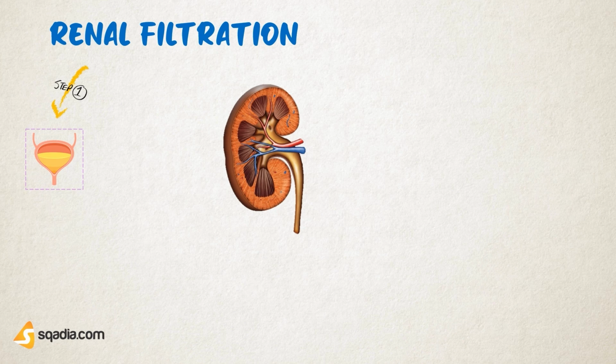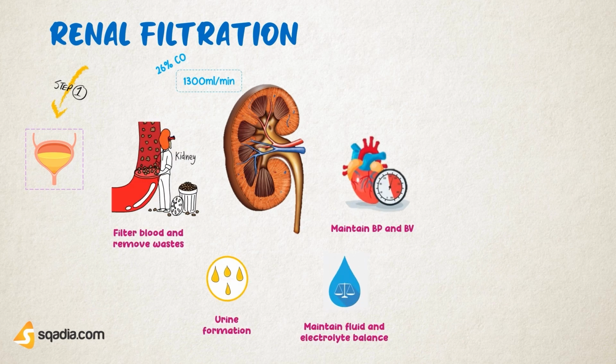The kidneys are part of our urinary system, which is also called the renal system. Normally they receive 1300 ml of blood per minute, which is around 26% of cardiac output. The kidneys filter our blood and eliminate the waste products from the body in the form of urine, and the normal urine output is around 1 to 1.5 liters per day. The kidneys are also involved in maintaining the fluid and electrolyte balance and also regulate the blood volume and blood pressure.